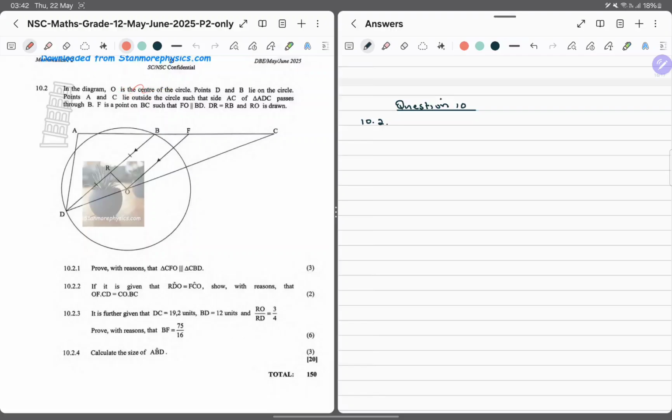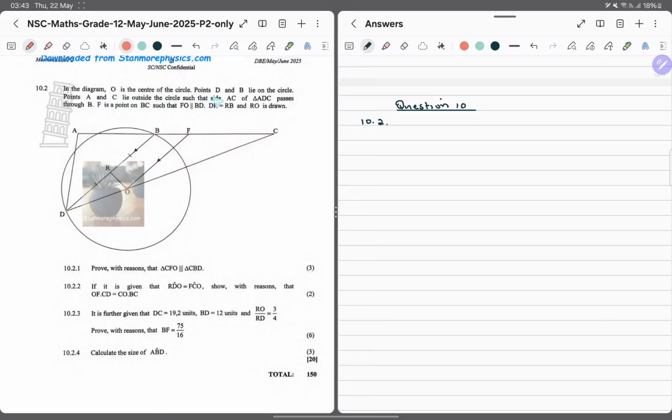Anyway, in the diagram, O is the center of the circle. So there is O. Now points D and B lie on the circle, so these are concyclic points. Points A and C lie outside the circle, such that the side AC of triangle ADC is a straight line. There's no angulation. So these are very nice things to say. Sometimes it helps to understand.